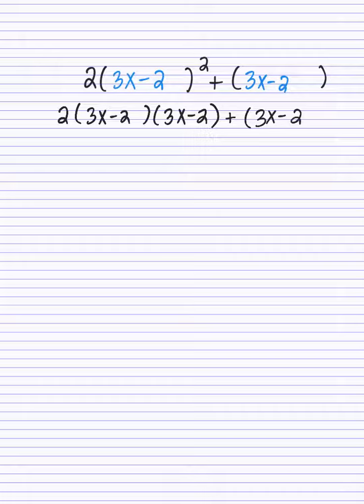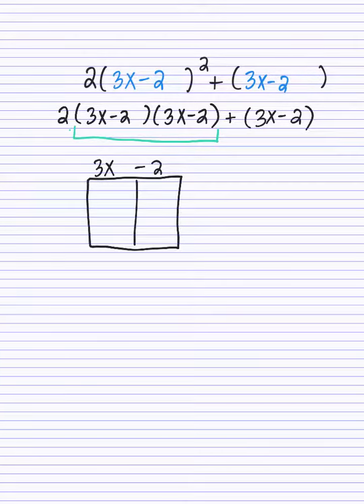And I'm actually going to multiply these 2 parentheses first. So I'm going to do that box method and I'm going to multiply the 2 pieces. So I have 3x minus 2, and that's going to be on the top of my box, and I have 3x minus 2 on the side in my rows. So we have 3x and 3x, that's going to give me 9x squared.